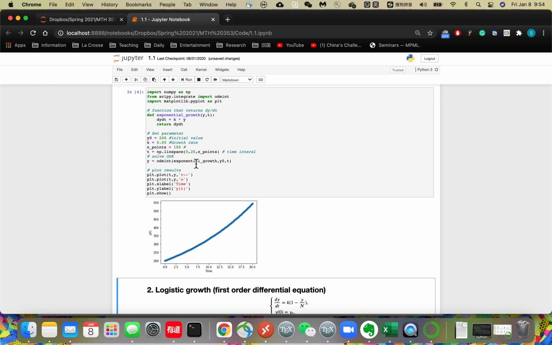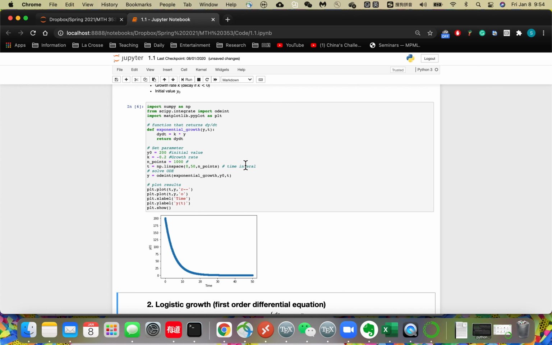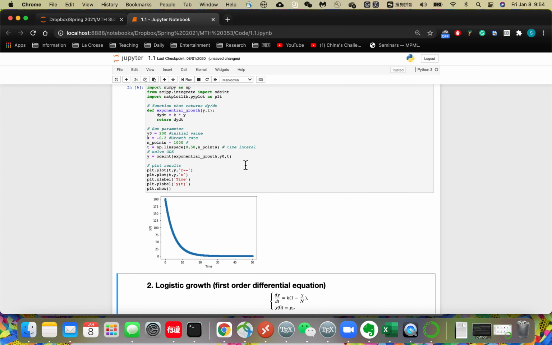You can see it's exponential growth. If we grow a little bit longer to let you see, from 0 to 50, maybe use more points, you can see the exponential trend with 0.05. We can also let this one decay. That means your birth rate is less than the death rate. So we can have a negative, maybe 0.2. So people are actually dying. You can see it's an exponential decay.